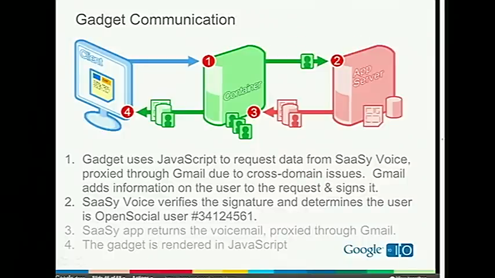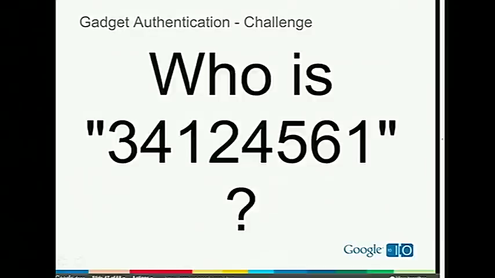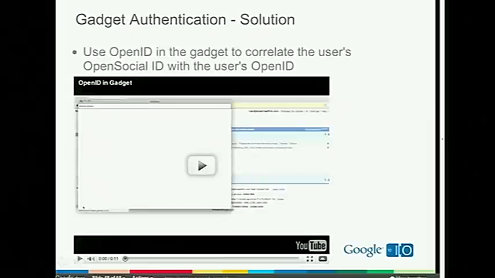Now, the next thing we'd like to do is have that application render the list of voicemails and display them in the gadget. That would be awesome. But the problem is we don't know who this user is. Who is 34124561? This is just their OpenSocial ID. Our application, Sassy Voice, is often accessed as a full web application, and we don't know what their OpenSocial ID is. So you want to do a mapping between the OpenSocial ID and OpenID, and you can do the OpenID right within the gadget.